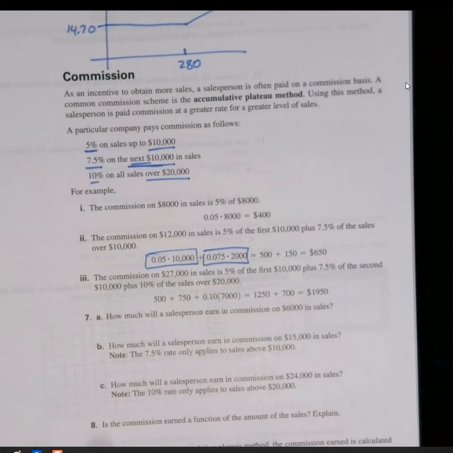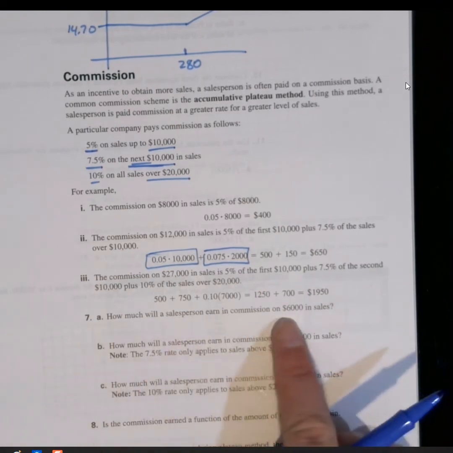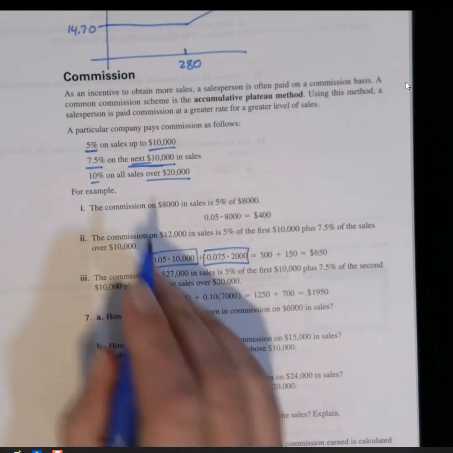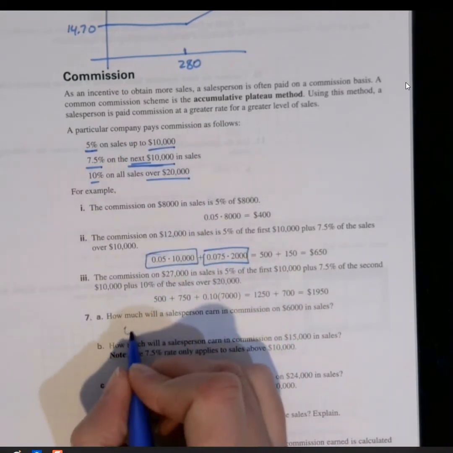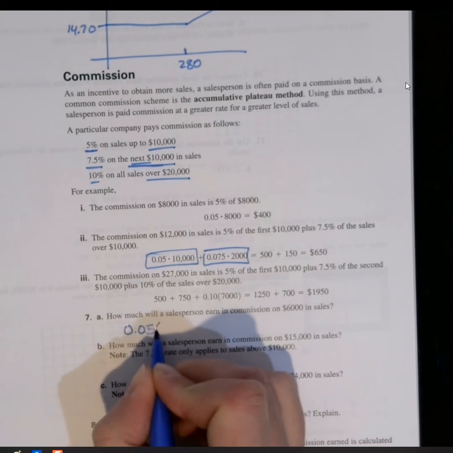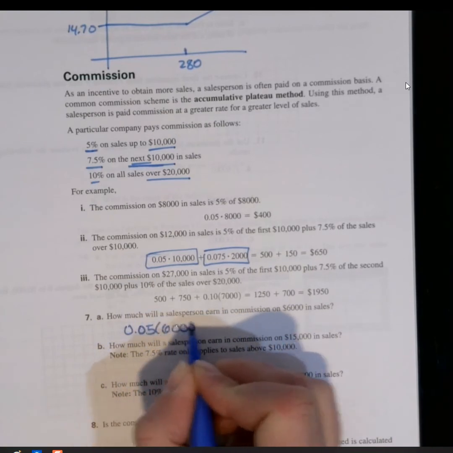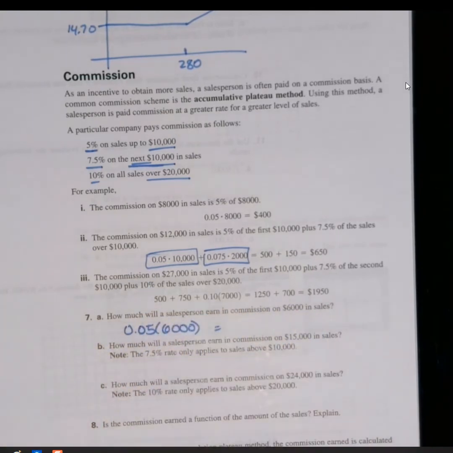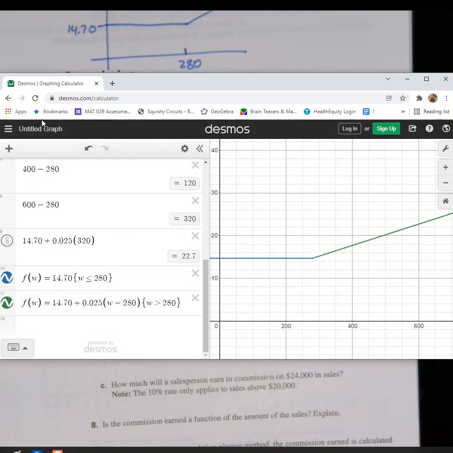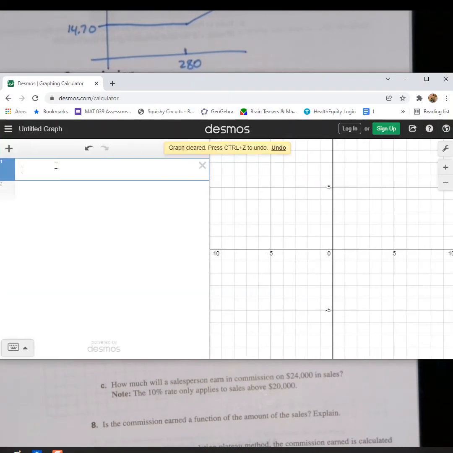All right. So how much will our salesperson earn on $6,000 in sales? So that's under 10,000. So I'm going to take the 0.05 times 6,000 to get the commission here. I'm going to go ahead and make a new window, and we'll compute our multiplication. So, oops, I hit the wrong key, but we're going to make $300.